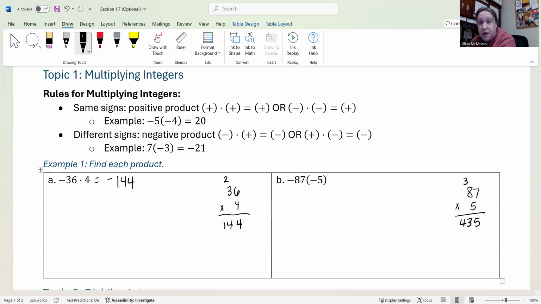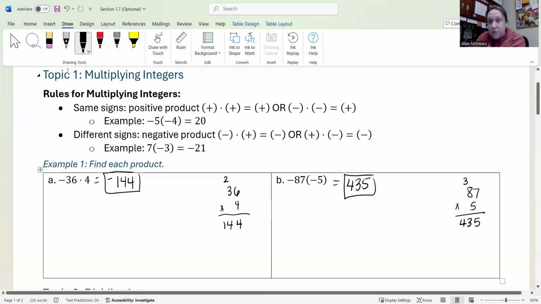And just double check your signs. We're multiplying two numbers that are negative. When we multiply two negatives, that becomes a positive product. So this answer would be positive 435. So just remind yourself of the rules for multiplying integers.